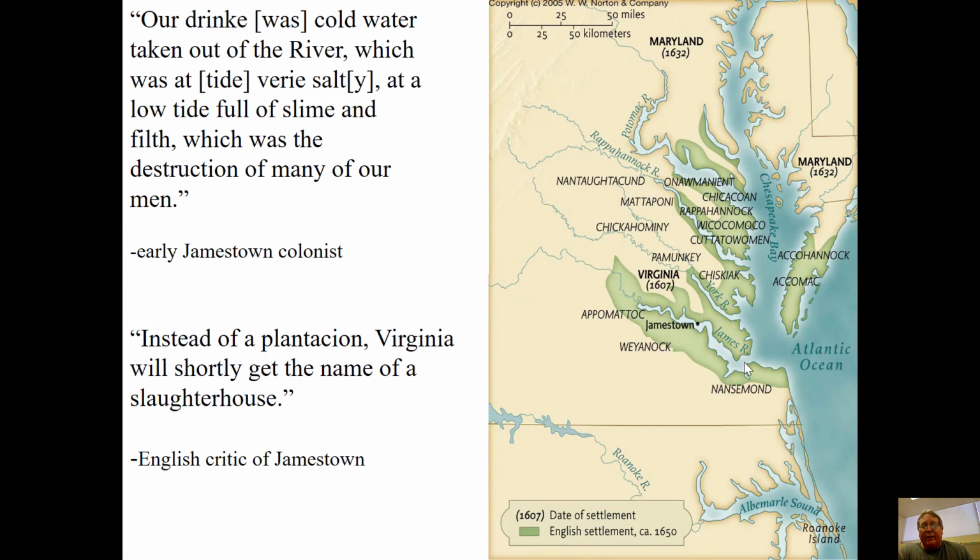And what ended up happening is these guys, in a world before indoor plumbing and sewage treatment plants, are dumping their human waste in that estuary. And when the tide goes out, whatever water is there is mixing with that human waste, and they're killing themselves. They're drinking bad water all the time because that's all they have available to them, and they're getting sick. One English critic of all of this, who said this is a stupid idea and we shouldn't be doing it, said, instead of a plantation, and plantation is just an English name for colony back then, a term Europeans used for colonization, "Virginia will shortly get the name of a slaughterhouse."